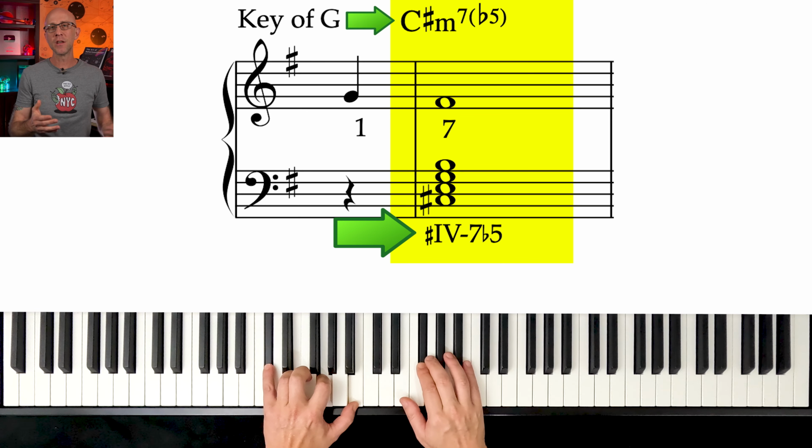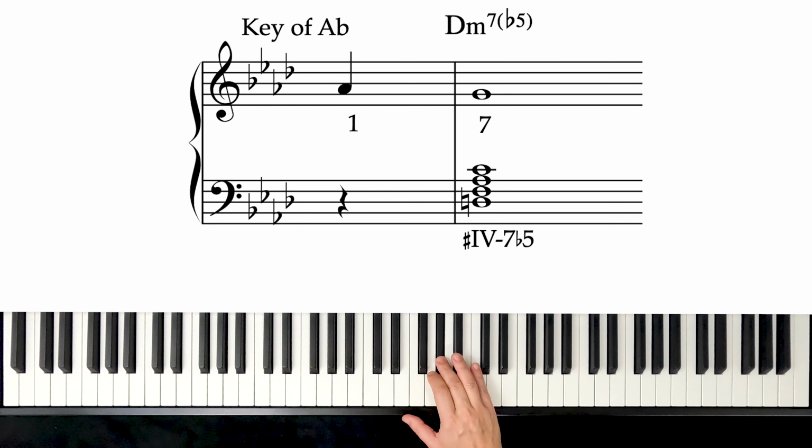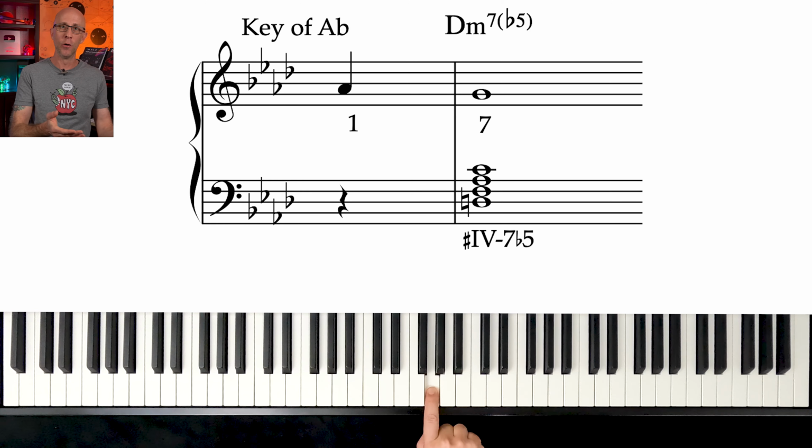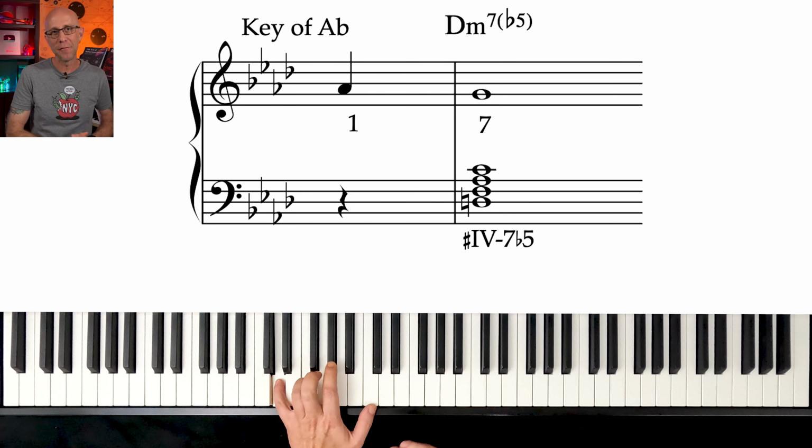So what's all this in the key of A flat major? A flat to G is the melody, and the first chord is a D minor 7 flat 5. So now you can start Stella in any key that you want.